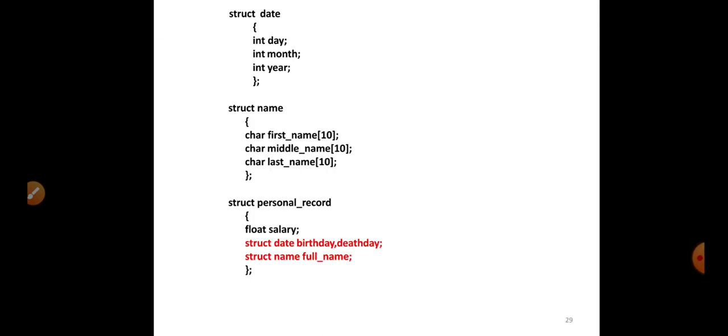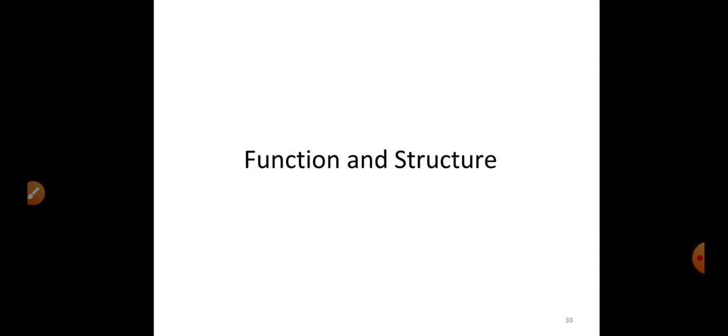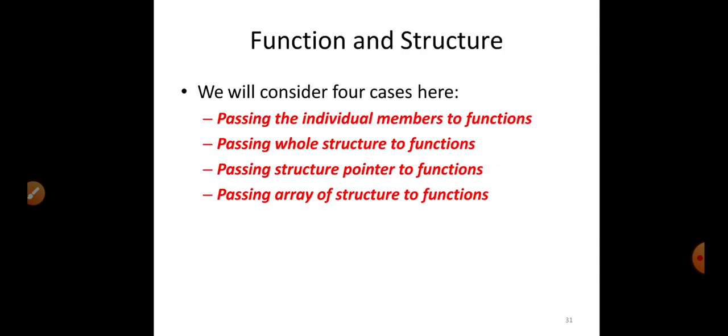Now we will see functions and structures. We can pass a structure to a function in four ways. First is passing the individual member to a function. Second is passing the whole structure as a function argument. Third is passing a structure pointer to the function, and fourth is passing an array of structures to the function. So one by one we will see all the types.